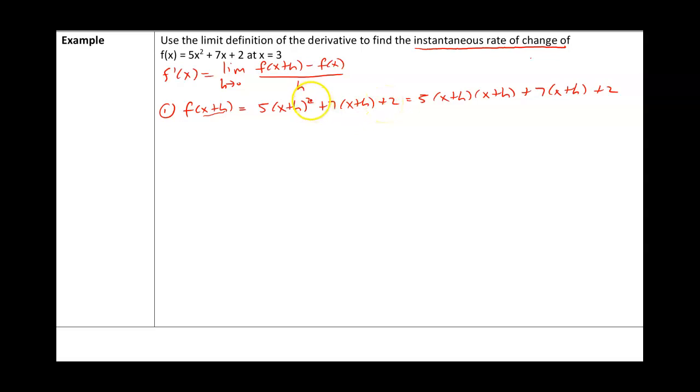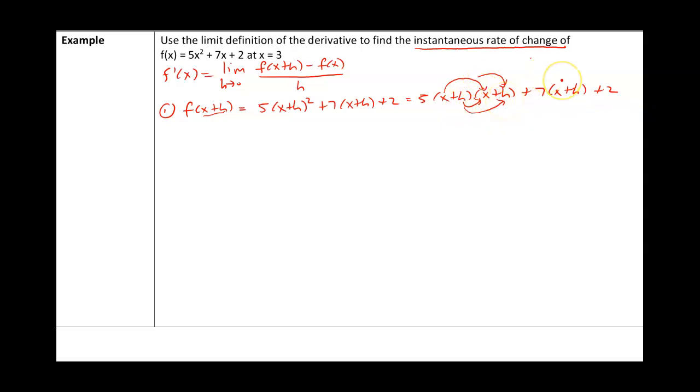Now when you square something, you have to multiply it by itself. So x plus h squared is x plus h times x plus h. Now you can do some algebra, you can FOIL this. If you FOIL it, we're going to get x squared, and then you have xh and xh, that gives you a 2xh, and then you have an h squared.